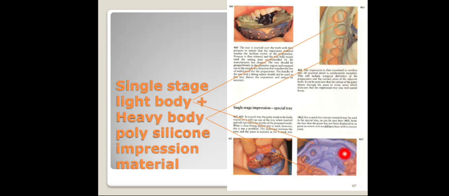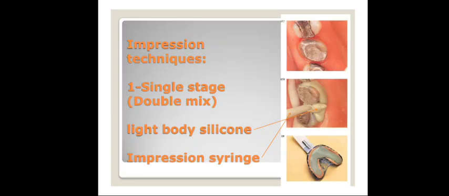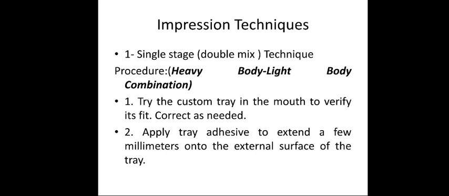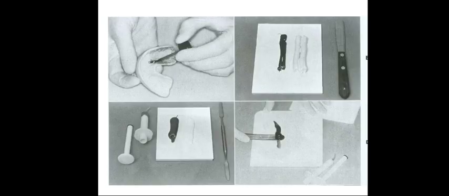So, how to make the impression with two consistencies is the main problem in this classification into two techniques. The first technique, which is the single stage, uses the impression syringe. The impression syringe will be loaded by the light body, and the heavy body will be placed in the tray.